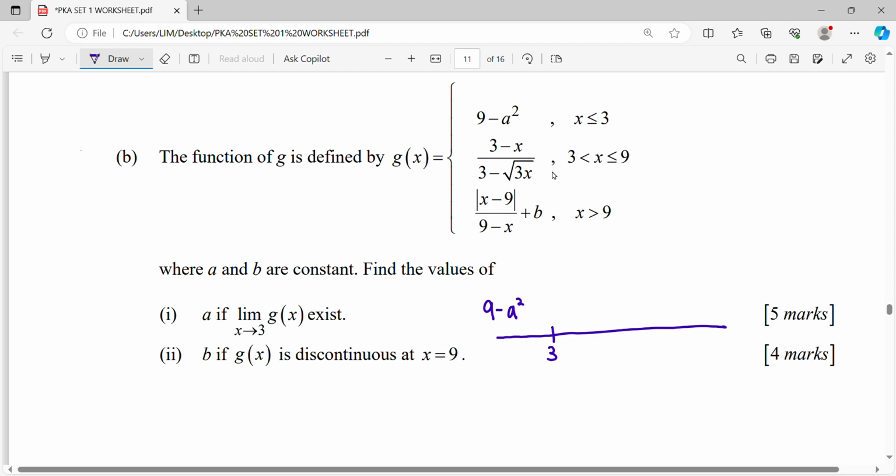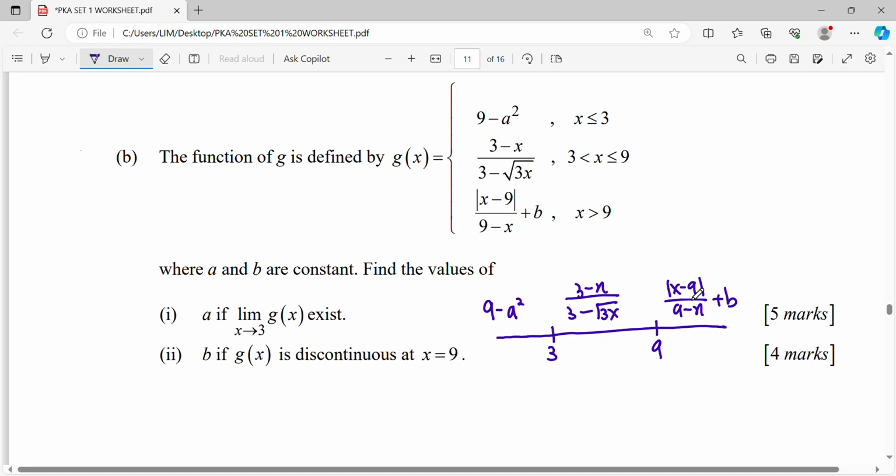In between 3 and 9, it is (3 minus √x) over (3 minus 3x). More than 9, modulus. Okay, we need a modulus case. So if you need your function with modulus in doing a limit, later we have to simplify this modulus. You have to know which part of the modulus you're taking. So you have to find out this piecewise.